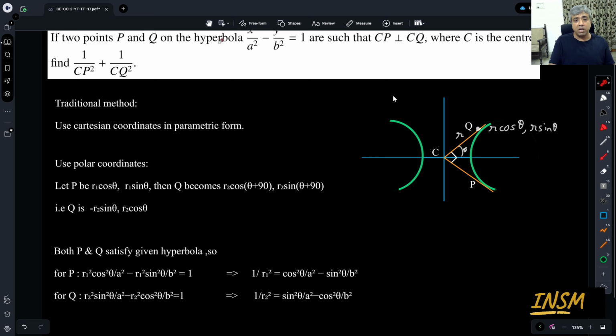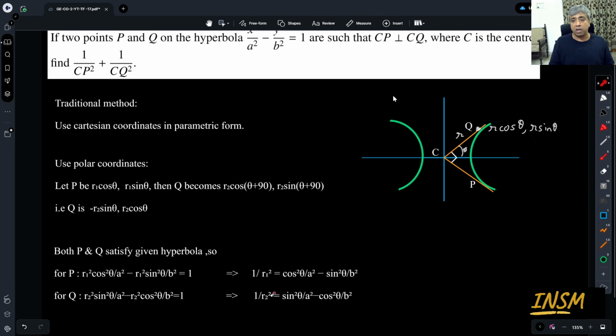Similarly for Q, we put minus R2 sin theta and R2 cos theta for x and y, and we get R2 square sin square theta upon a square minus r2 square cos square theta upon b square equal to 1. And again we take r2 square common and shift it to the other side. So we get 1 upon r2 square equal to sin square theta upon a square minus cos square theta upon b square.